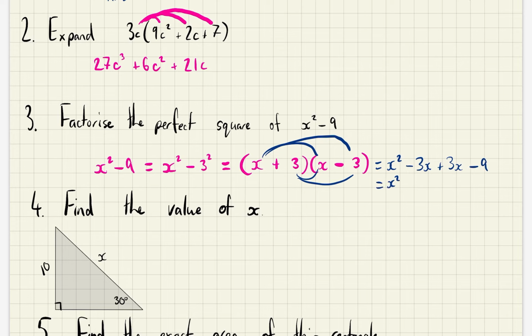So that's going to be the same as x squared. Minus 3x plus 3x is 0. And then we're just left with minus 9. So that's a way you can check.